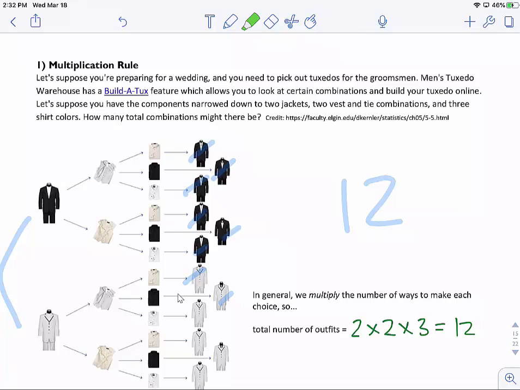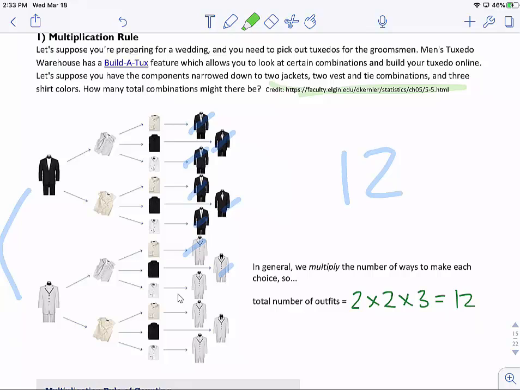Okay, let's suppose you're preparing for a wedding and you need to pick out tuxedos for the groomsmen. Men's Tuxedo Warehouse has a Build a Tux feature which will allow you to look at certain combinations and build your tuxedo online. Let's suppose you have the components narrowed down to 2 jackets, 2 vest and tie combinations, and 3 shirt colors. How many total combinations might there be? Well, here's a tree diagram.